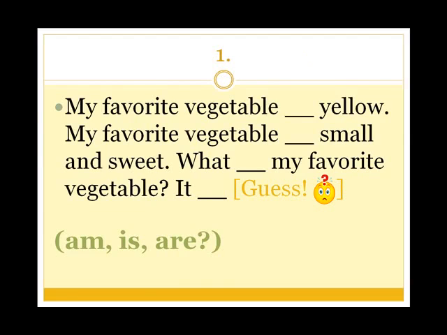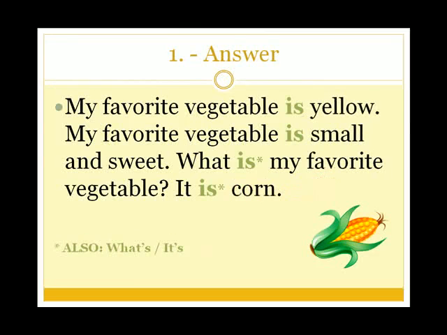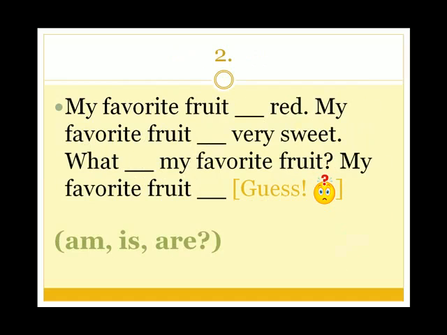Now listen to the answer. My favorite vegetable is yellow. My favorite vegetable is small and sweet. What is my favorite vegetable? It's corn. Now read the answer. My favorite vegetable is yellow. My favorite vegetable is small and sweet. What is my favorite vegetable? It is corn.